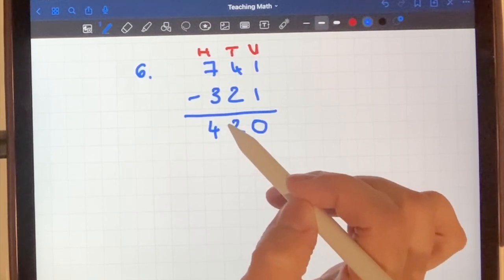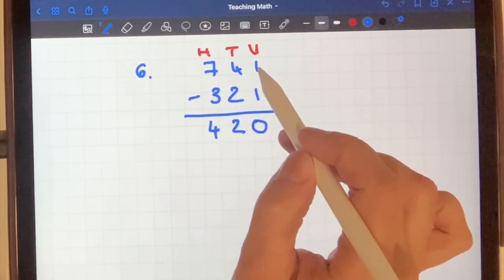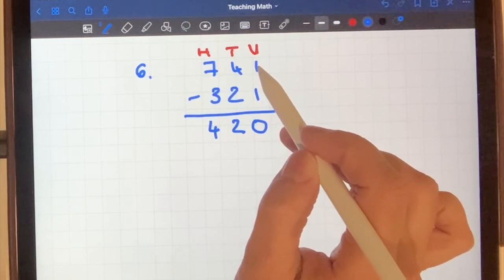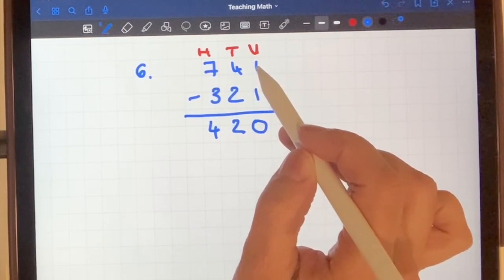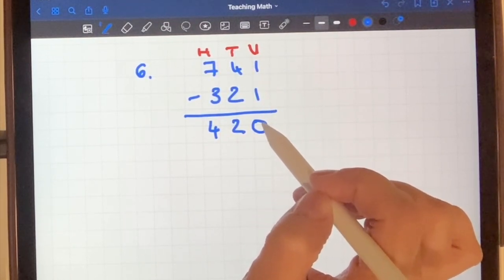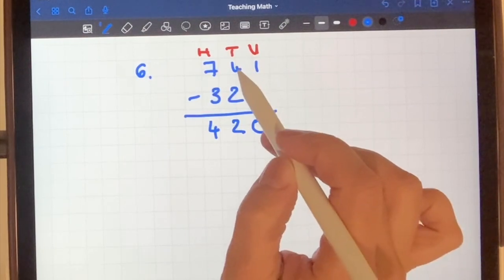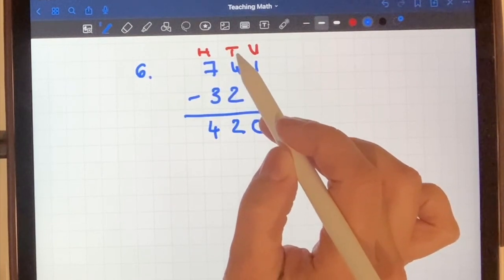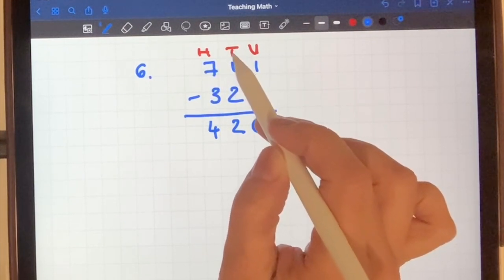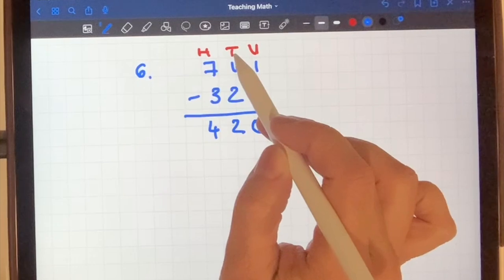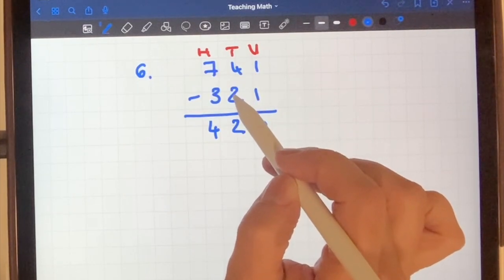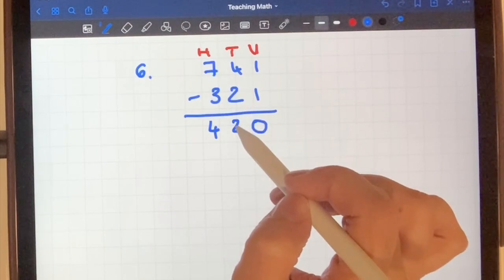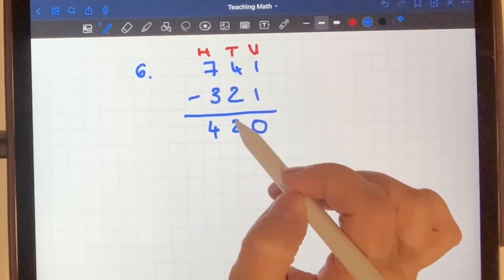So again, as a reminder, what this is saying is, here it is telling you that you've just got 1 unit minus 1 unit is 0. Here, we say 4 minus 2, but what it's actually saying is 4 tens, which is 40, minus 2 tens, which is 20. And so the answer is 2 tens, which is 20.